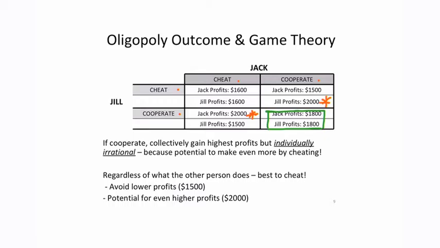rather than $1,800. So, given this information, knowing that they would both lose significantly if they cooperate and the other person cheats, and knowing that the other person might be able to make a lot of profits if they cheat and not cooperate, the best thing for them to do will be to both cheat. So this is going to be the oligopoly outcome and our Nash equilibrium.